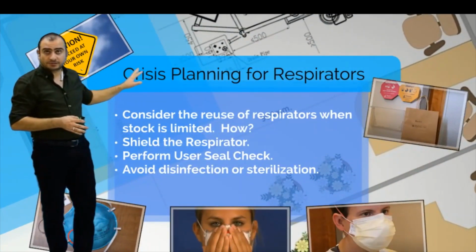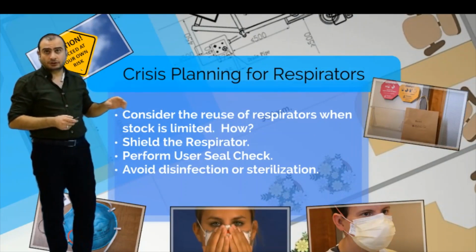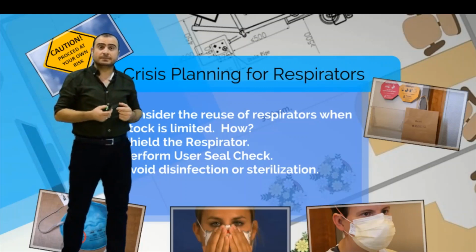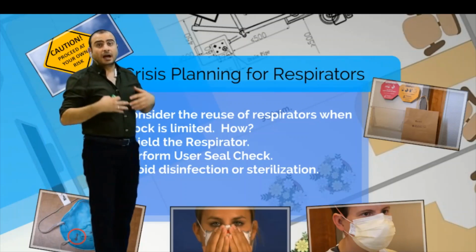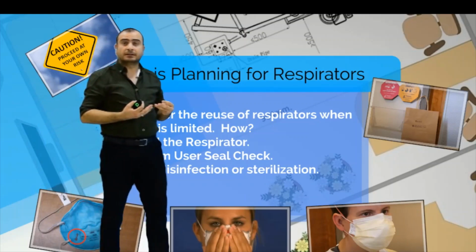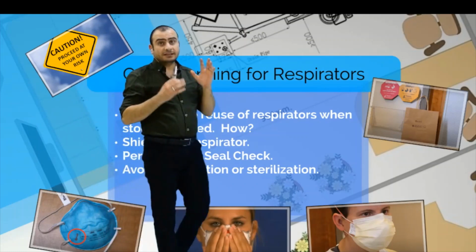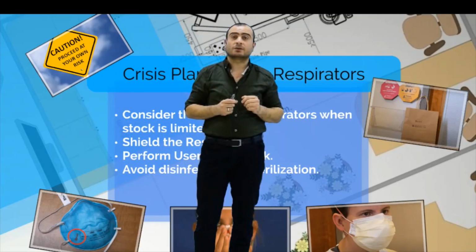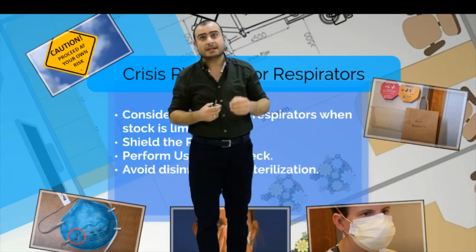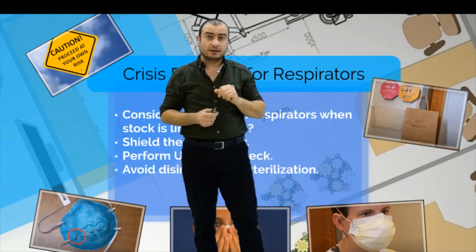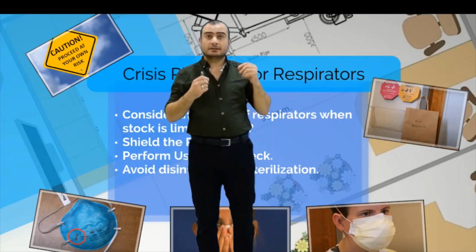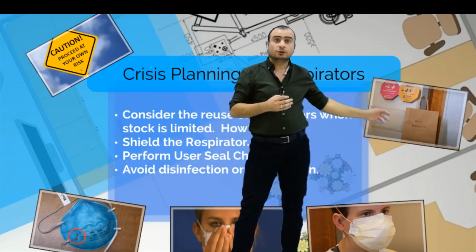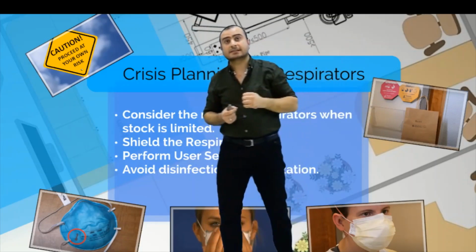Crisis planning for the respirator. If we are in shortage of the respirators, what can we do if the stock is limited? One way to do an extended reuse of respirators is by dedicating a number of respirators for each staff member. For example, if we work on a weekly basis for 5 days a week, we might take off the respirator and place it in a paper bag to be used on the next week.